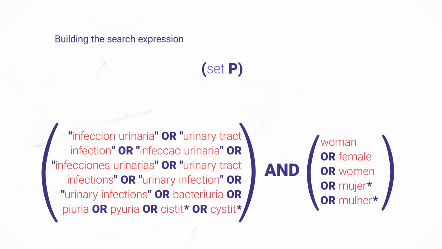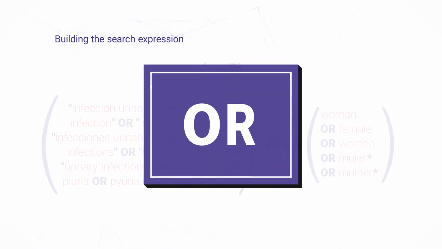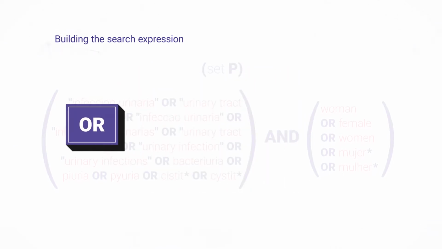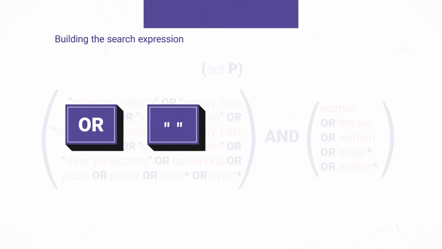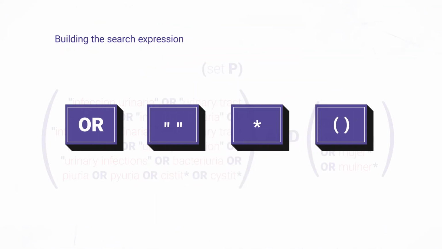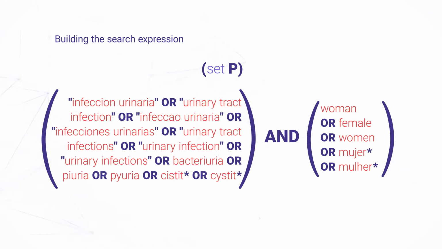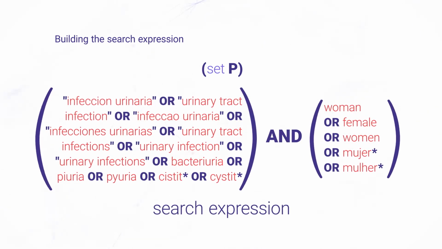We construct a set of similar terms or idiomatic variations using the OR operator. In compound terms, we apply the quotation marks, when necessary the asterisk, and also the parentheses to separate the sets. To combine one set with another, we use the AND operator, which can be typed or not. This way, we have the search expression. Notice that it becomes larger as we insert more terms.